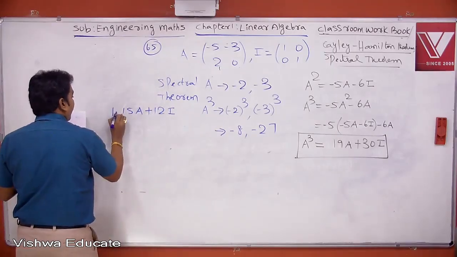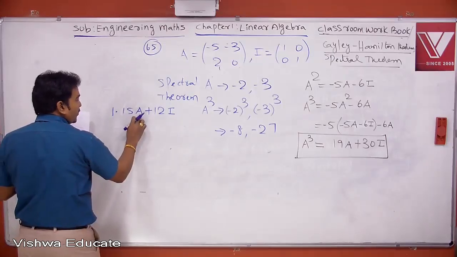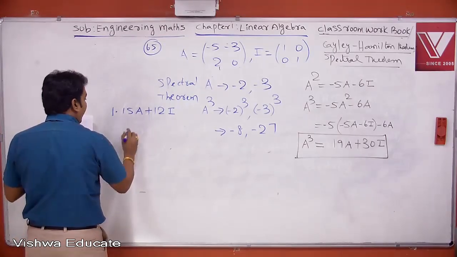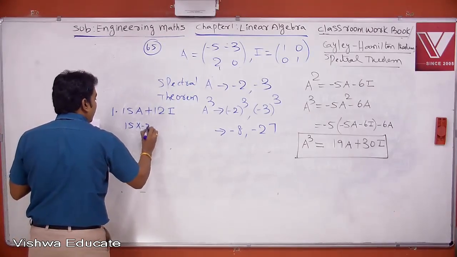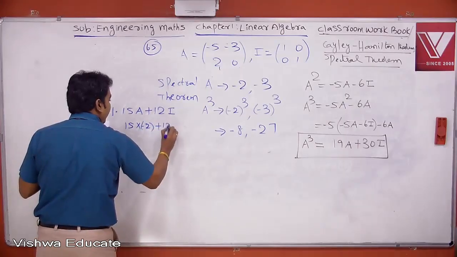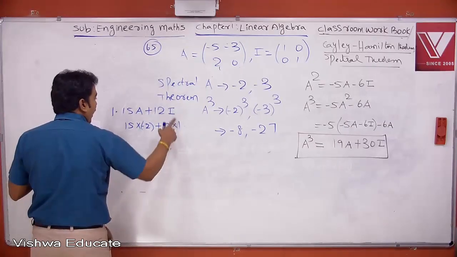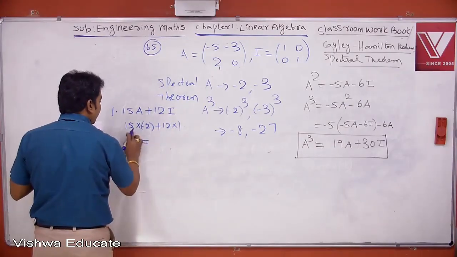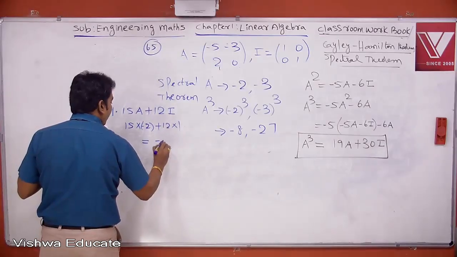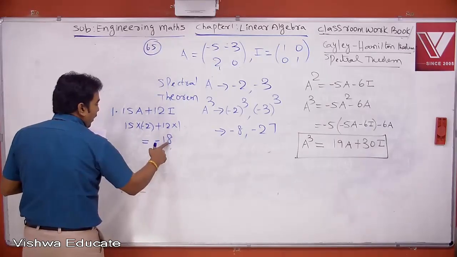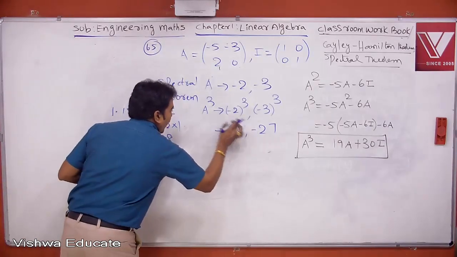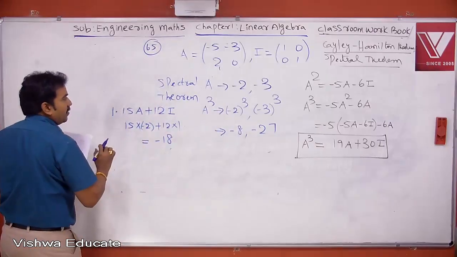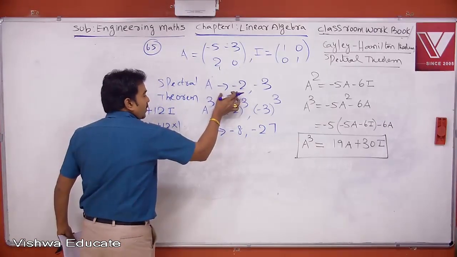Now let us find the eigenvalues of the first option. Replace A by -2: 15 into -2, just verification of options, plus 12 into the eigenvalue of I, which is 1 only. So this is -30 plus 12, this is -18. But -18 is not at all an eigenvalue of A cube. Just find the eigenvalues of A.